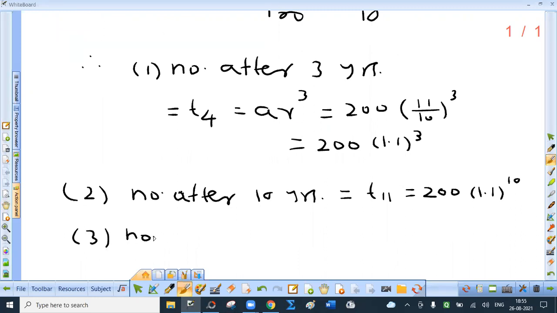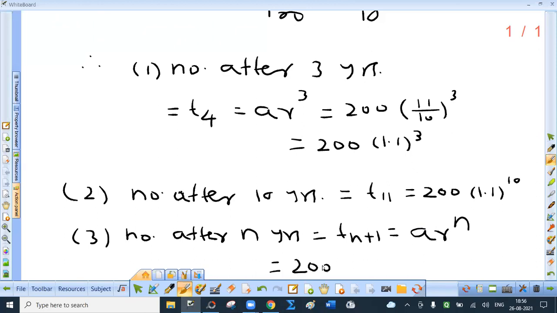And the number after n years. Not simply Tn. After n years, we have to be careful. So Tn plus 1, which is ar raised to n. So it is 200 into 1.1 raised to n. Right.